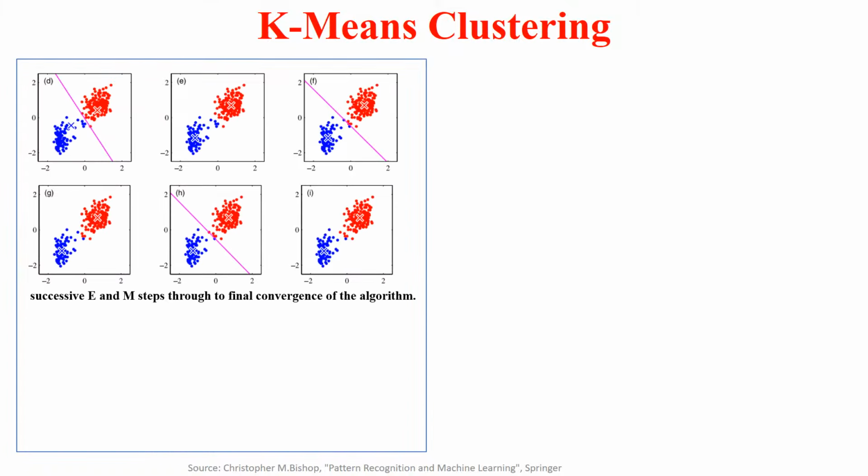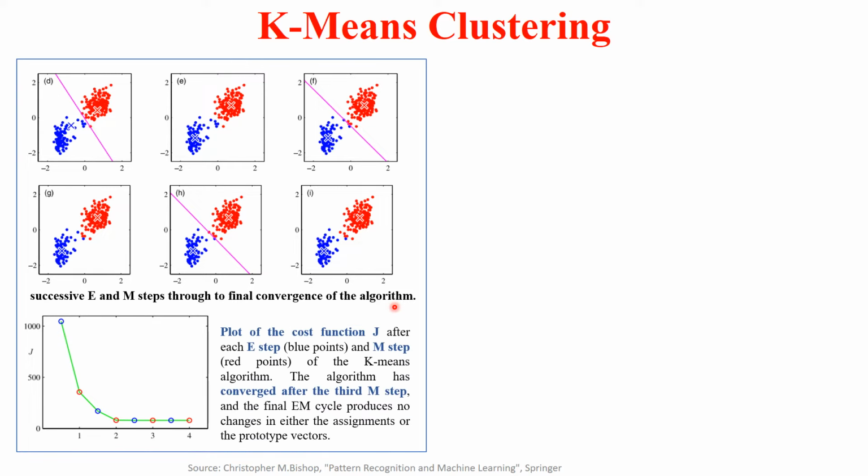These are the successive E and M steps to reach the final convergence of the algorithm. This graph is representing the plot of the cost function J, and the E step is represented by the blue points here, and the M steps are represented by the red points. The algorithm has converged after the third M step, and the final EM cycle is producing no change in either the assignments or the prototype vectors. By this we can understand that we have reached the convergence of the algorithm.